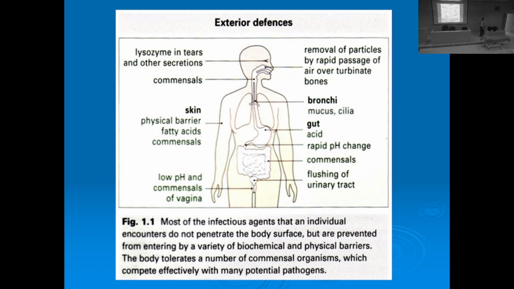So we will have at the skin also a barrier, the physical barrier itself, which is intact most of the time, but sometimes it is not. But there are fatty acids and commensals in the skin that could also interact with the pathogen and limit the action of the pathogens. Same thing in the urinary tract, the pH in the vagina, for example.